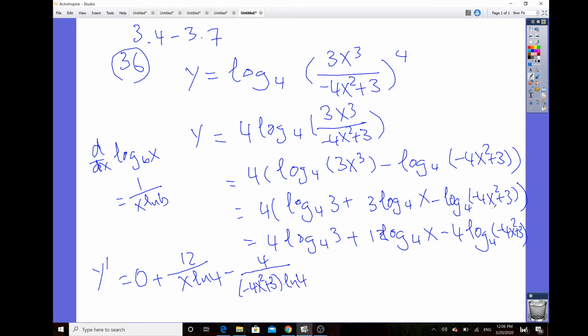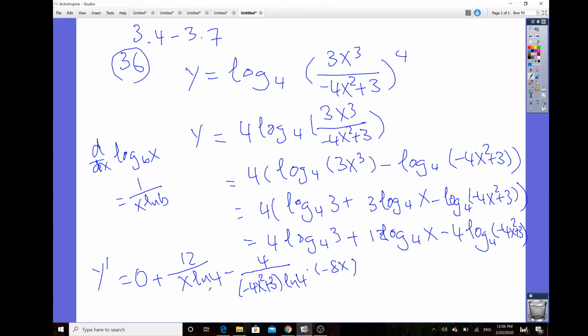But don't forget, this one is considered part of the function. It's an inner function, so we need to take the derivative of that. So that would be negative 8x using the power rule, and then a constant rule. So it's just multiplied by negative 8x because the derivative of 3 is 0. So basically this one is the final derivative.